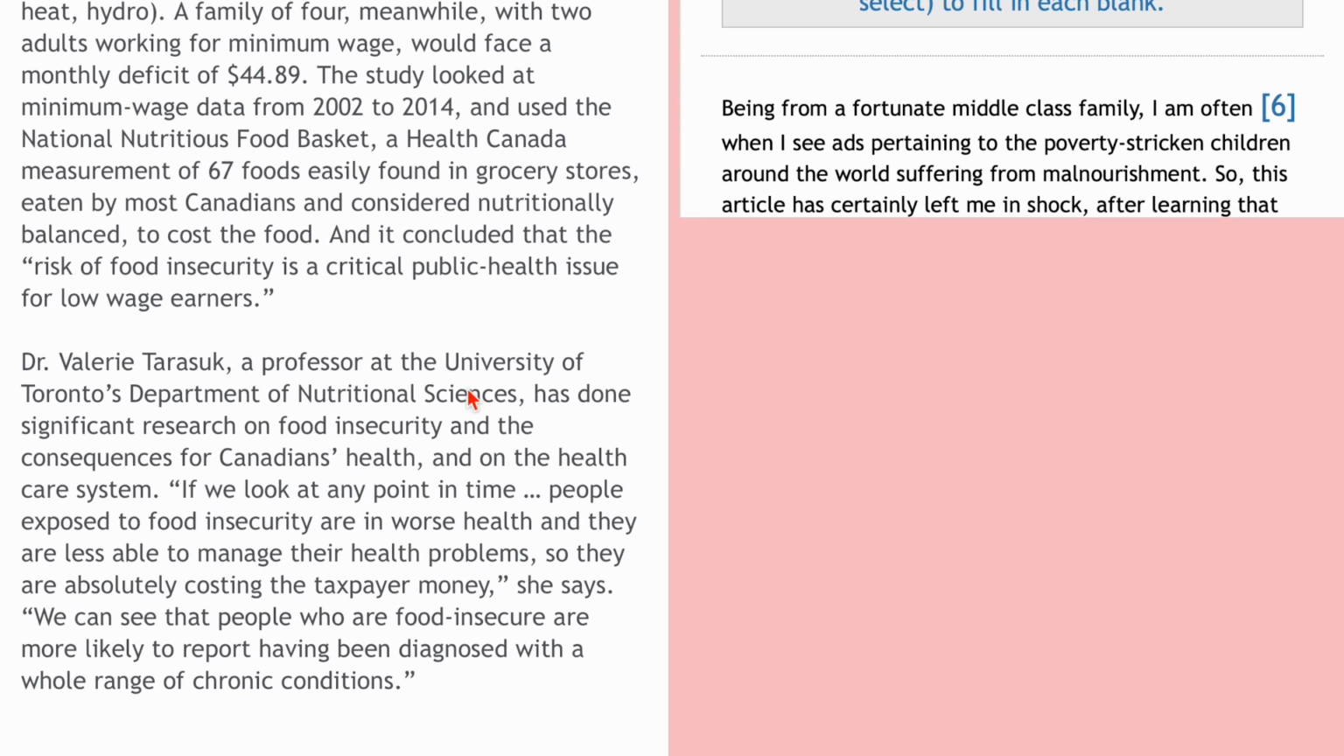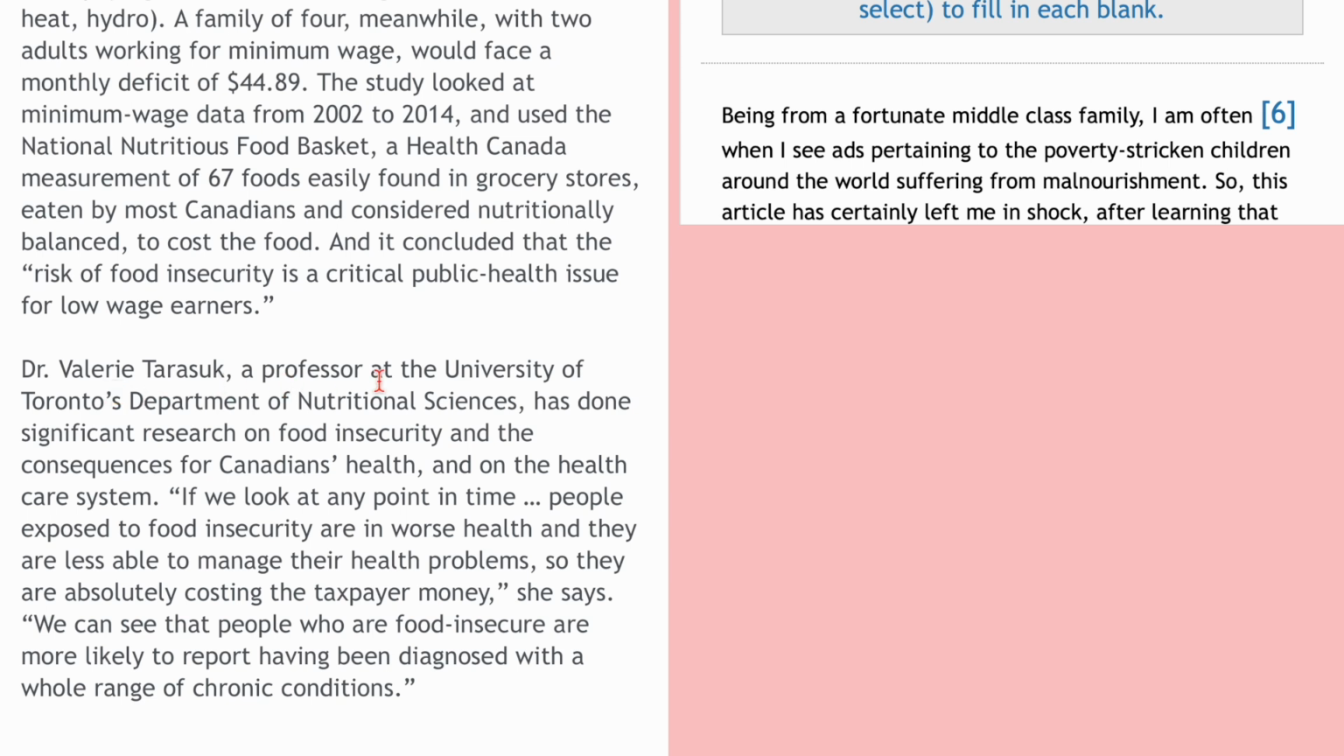Now the main point. So let's get to paragraph 4. Dr. Valerie Tarasuk, a professor at the University of Toronto's Department of Nutritional Sciences, has done significant research on food insecurity and the consequences for Canadians' health and on the healthcare system. If we look at any point in time, people exposed to food insecurity are in worse health and they are less able to manage their health problems. So they are absolutely costing the taxpayer money, she says. We can see that people who are food insecure are more likely to report having been diagnosed with a whole range of chronic conditions. Well, serious health problems.